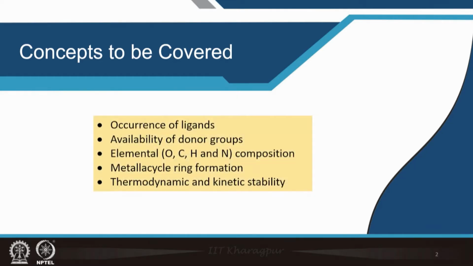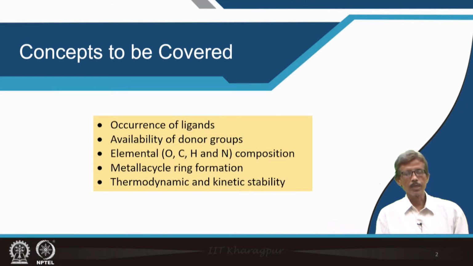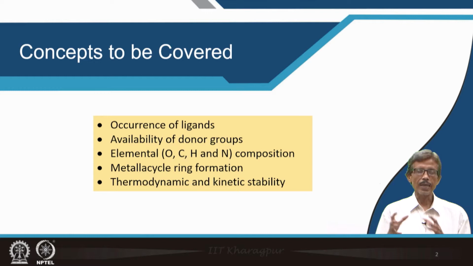So, what are the things we will be discussing in this particular class in terms of concept: how they are occurring, whether a simple amino acid can be available and whether that amino acid can function as a ligand for any particular type of metal ion, and what sort of amino acid it is, that means the donor groups available in it. Then the corresponding elemental composition, that means in terms of oxygen, carbon, hydrogen and nitrogen for a basic amino acid, say like glycine.